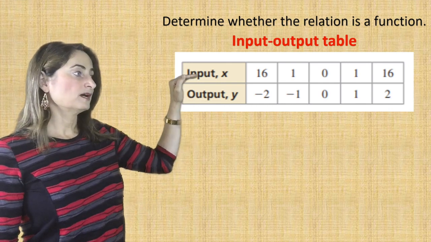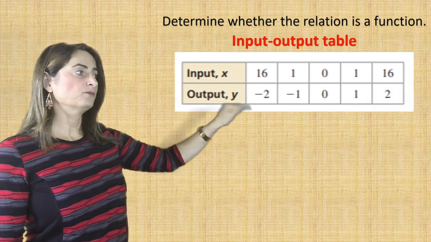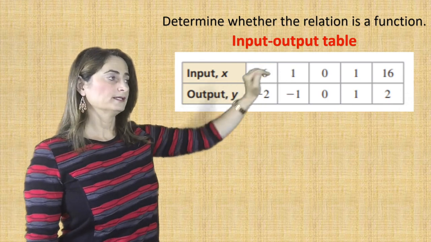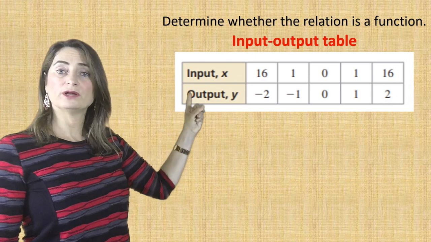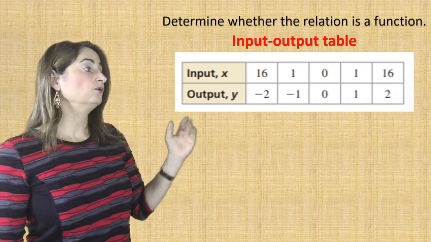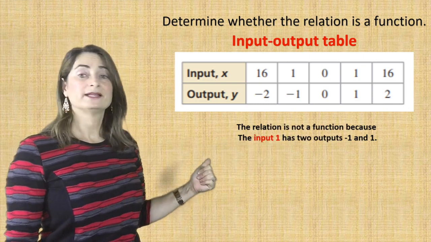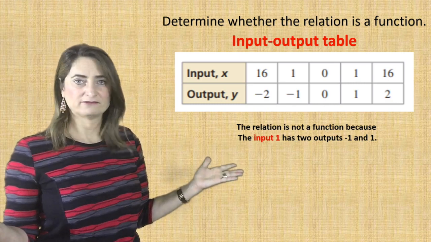Look at the inputs. 16 has an output -2. 1 has an output -1. 0 has an output of 0. 1 has an output of 1. 16 has an output of 2. Did you notice that the input 1 repeated twice with 2 different outputs? So the relation is not a function because the input 1 has 2 outputs, -1 and 1. So this relation is not a function.